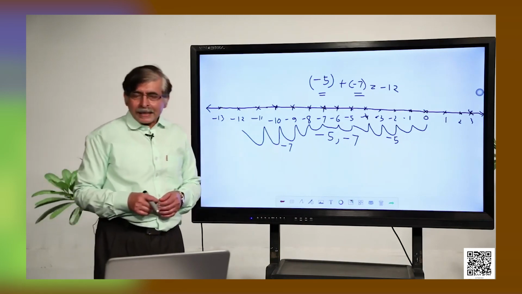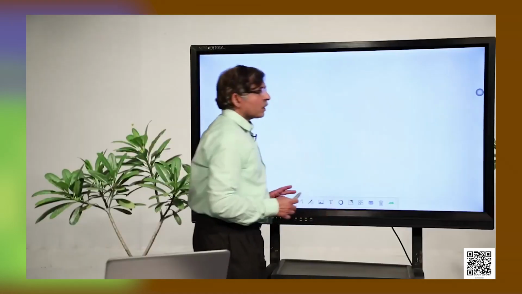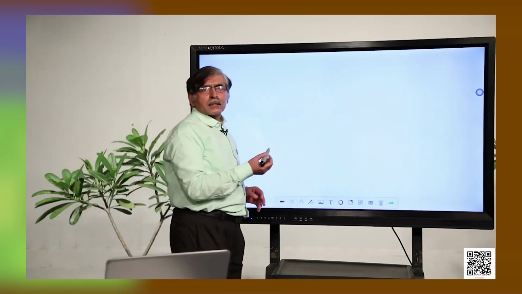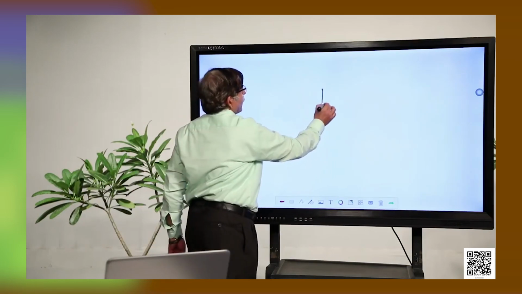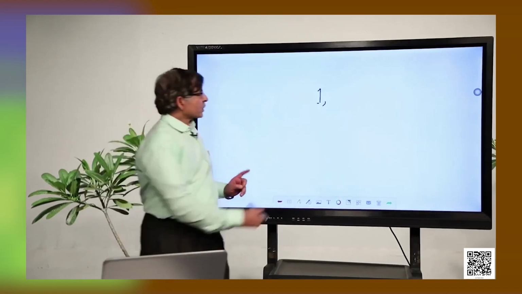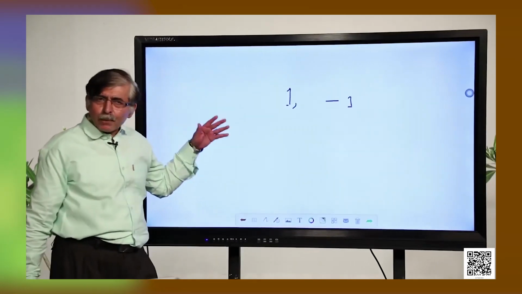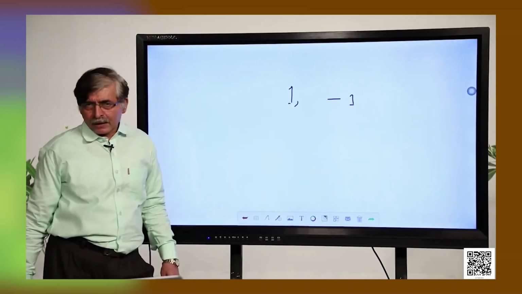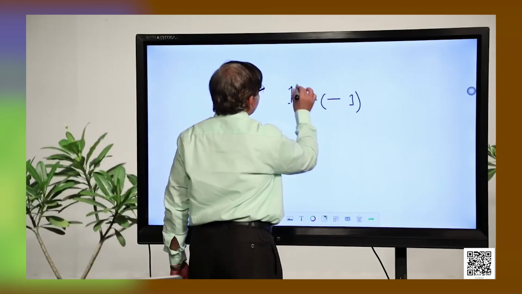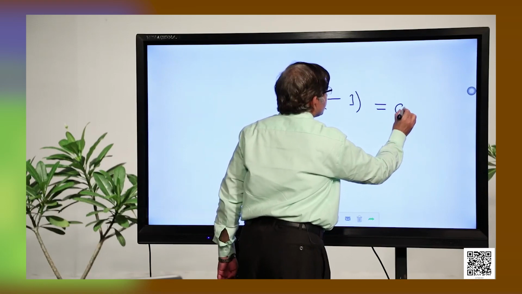Now, we come to another concept that is called additive inverse in integers. Additive inverse means, suppose there is a number 1, and its additive inverse may be minus 1, because if we add these two numbers we should get 0. This same thing we can see on the number line also. Suppose 2 is there, if we add these two numbers, then we will get 0.